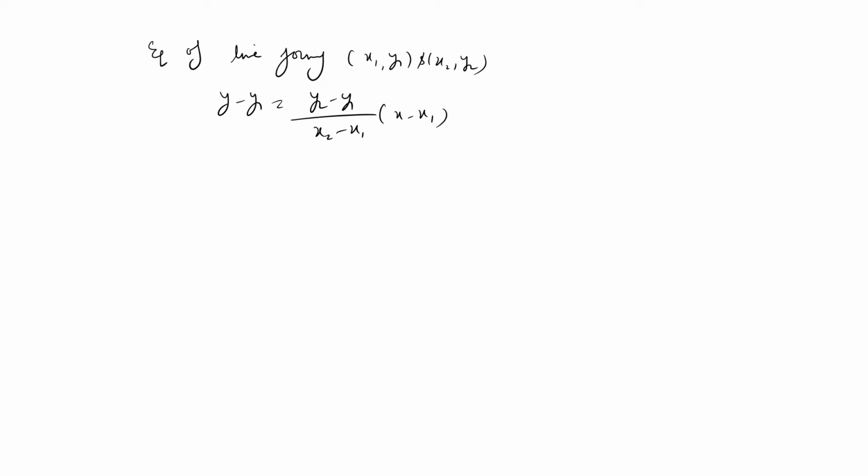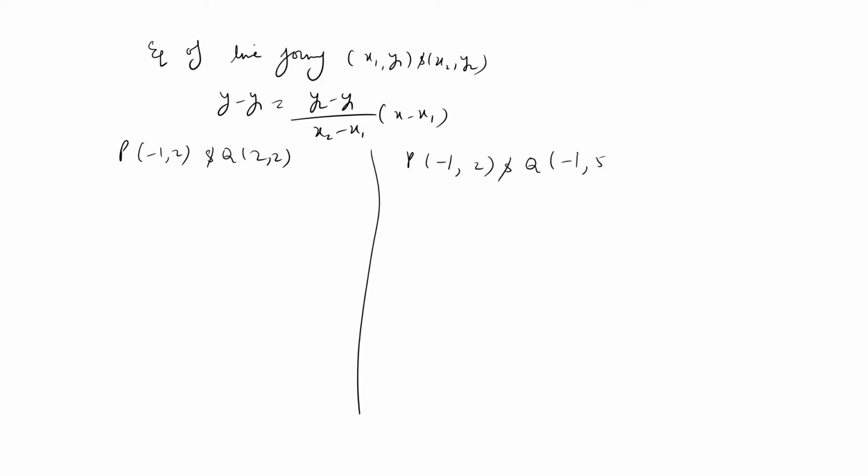So you know that there are two conditions. First, P is having minus 1, 2, and Q is having 2, 2. And second, P is having minus 1, 2, and Q is having minus 1, 5. So I will use this equation: y minus y1 equals (y2 minus y1) upon (x2 minus x1) into (x minus x1). So y minus 2 is equal to 0 into (x plus 1). So I think it is clear that y is equal to 2.